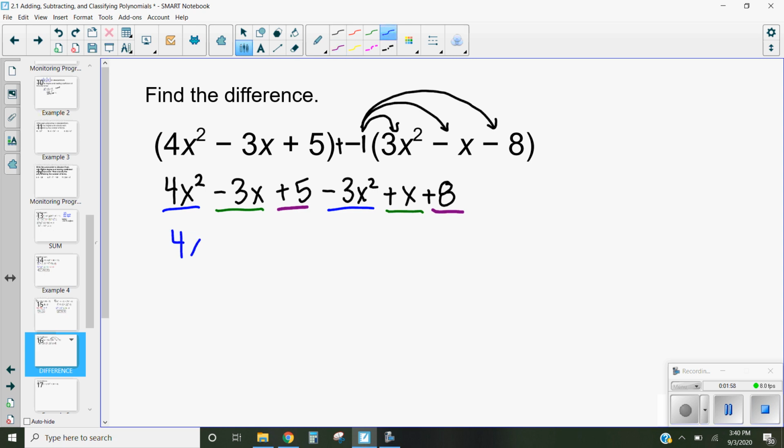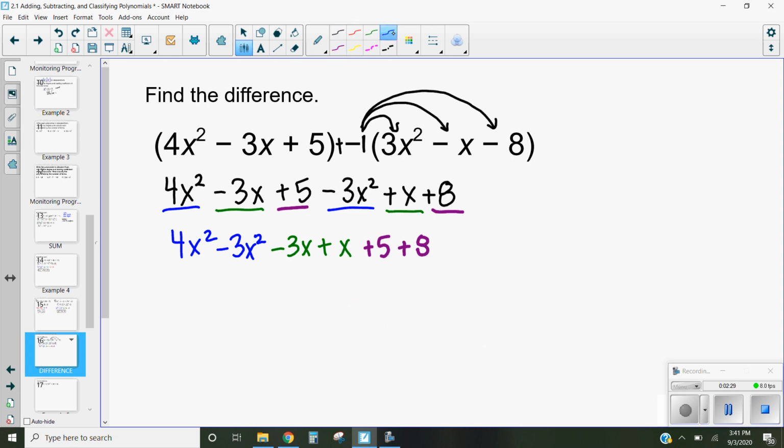Before I combine them, I am going to rewrite mine in standard form. So the highest degree is going to be on the left to the lowest degree on the right. The lowest degree in this case is going to be our constants. So 4x squared minus 3x squared, and then we have our minus 3x plus x, and then we have plus 5 plus 8. So then we are going to look and combine these terms.